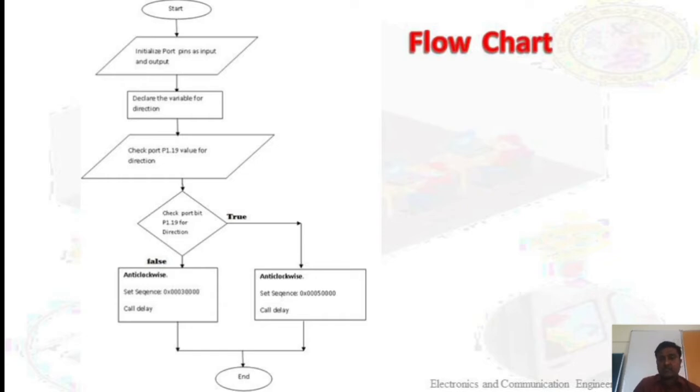For the same algorithm, we have written a flowchart. Start, initialize the port pin values, declare the variable for direction, then check the port pin value of the status. If the direction port value is true, that is 1, the motor will rotate in the anti-clockwise direction with the sequence as I explained. If the result is false, it will rotate in the clockwise direction with the corresponding sequence. Then the end.